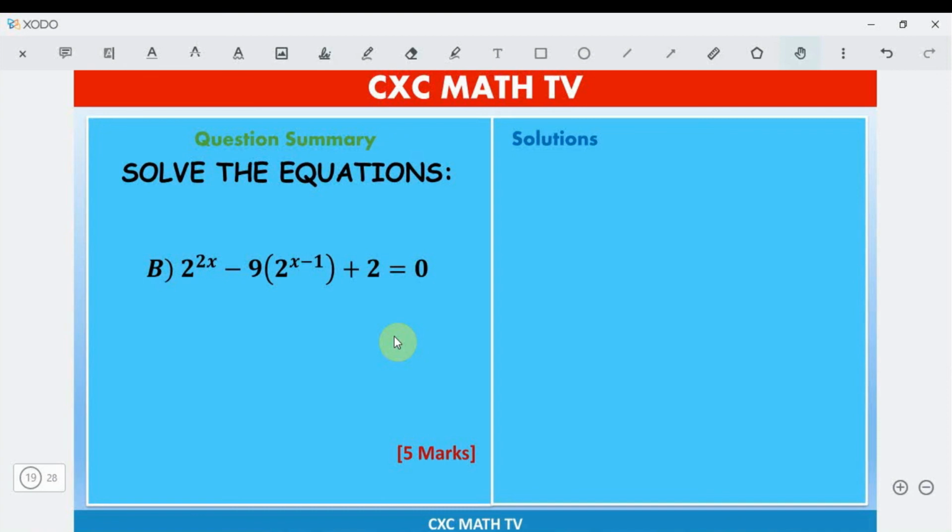2 to the 2x minus 9 times 2 to the x minus 1 plus 2 equals 0. Pause and attempt.